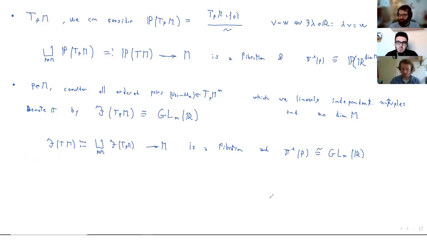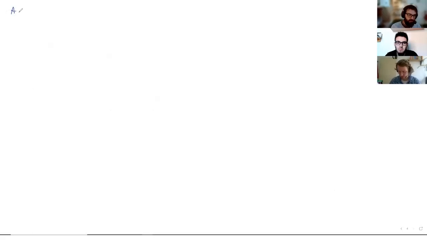Okay, and once we have all of these fibrations, we're interested in studying them. And an important tool is the study of sections. So, oh my God, sections of a fibration.